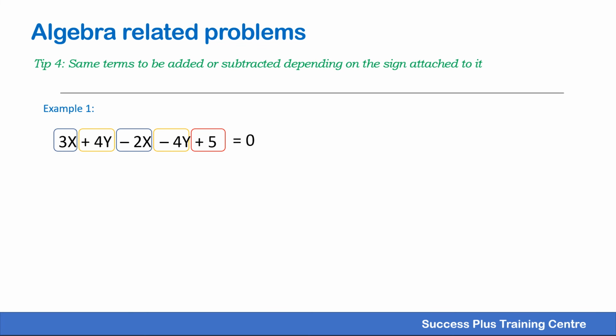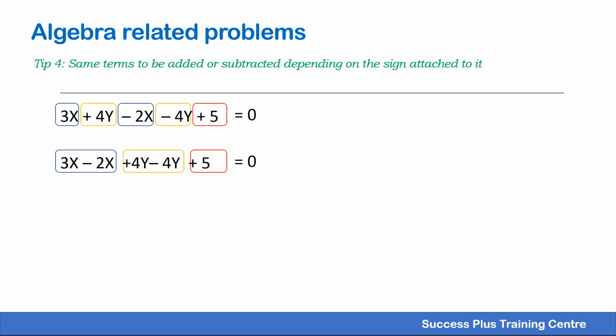In this example, I would select 3x with minus 2x. I would also select plus 4y with minus 4y. Plus 5 is selected on its own. This equals 3x take away 2x plus 4y take away 4y plus 5 equals 0. And because plus 4y and minus 4y cancel each other out, this means x plus 5 equals 0.